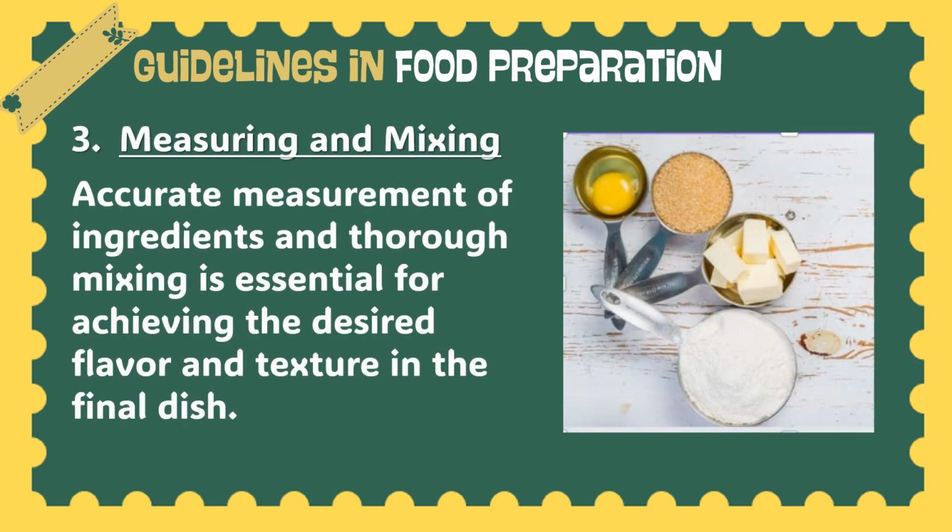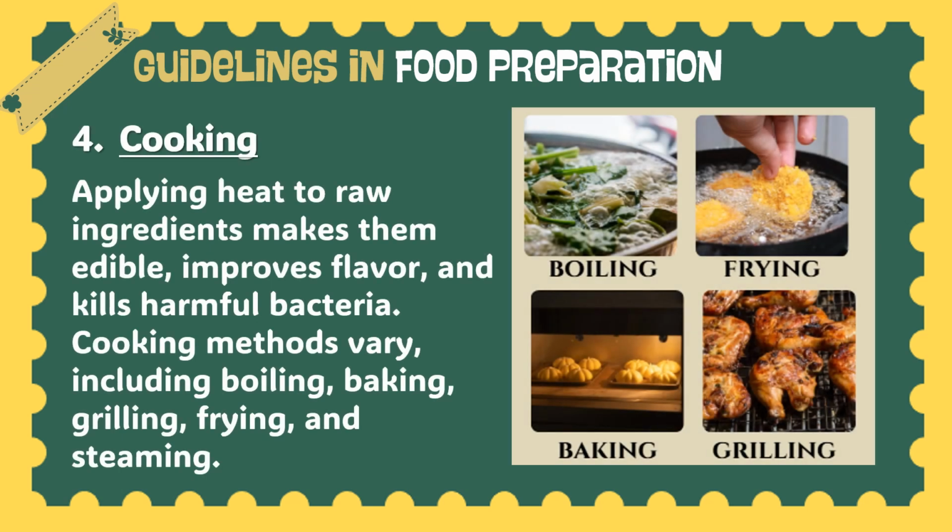The measuring and mixing. Accurate measurement of ingredients and thorough mixing is essential for achieving the desired flavor and texture in the final dish. Cooking is the process of applying heat to raw ingredients, makes them edible, improves flavor, and kills harmful bacteria. Cooking methods vary, including boiling, baking, grilling, frying, and steaming.